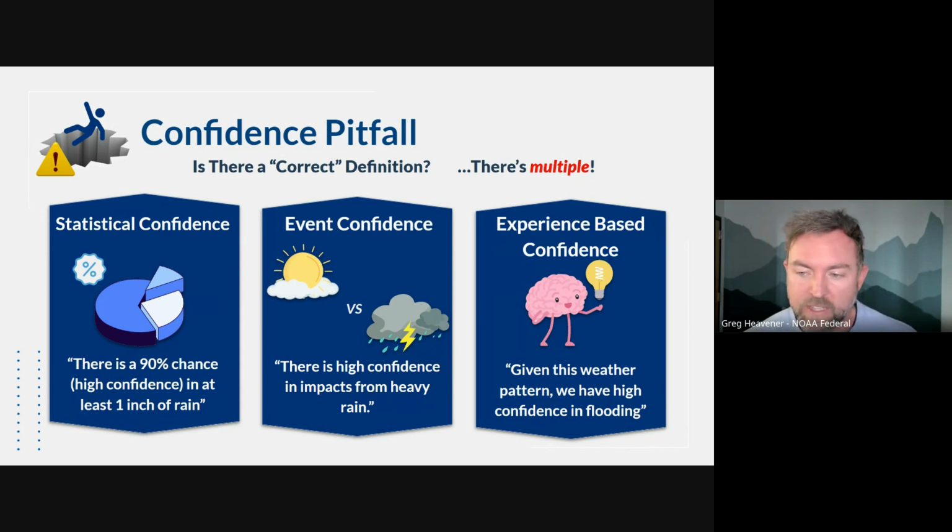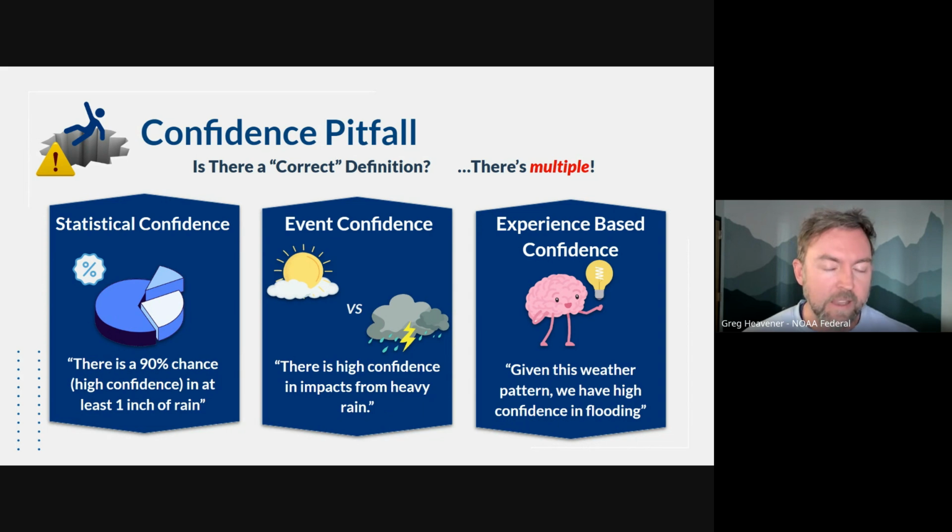The event confidence is that we're just saying in general, there is a high likelihood or high confidence we're going to receive impacts from this heavy rain today, but what does that really look like? What can partners use from that information to put their plans in action or whatever it might be?